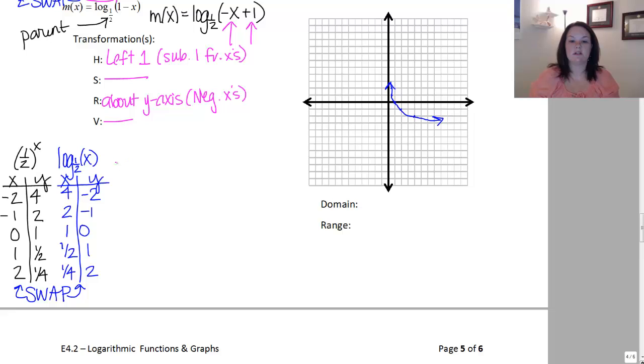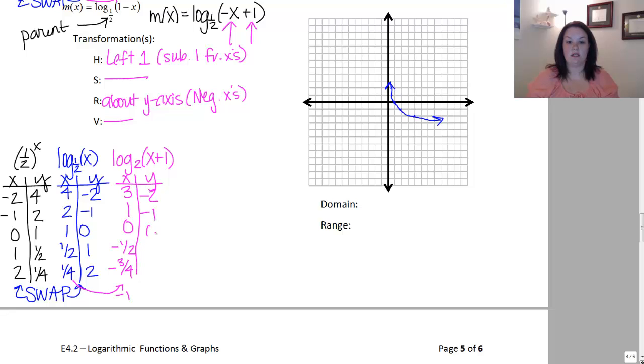The first one is my horizontal shift, so that will make it look like log base 2 of x plus 1. Okay. To move it to the left 1, I'm going to take my x's from the previous table and subtract 1. So 4 minus 1 is 3, 2 minus 1 is 1, 1 minus 1 is 0, 1/2 minus 1 is negative 1/2, and 1/4 minus 1 is negative 3/4. Okay, my y's stay the same. So negative 2, negative 1, 0, 1, and 2.